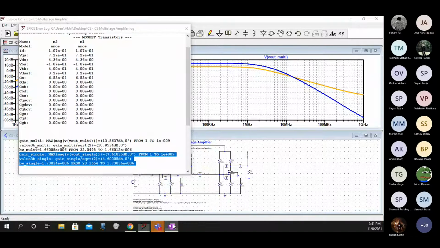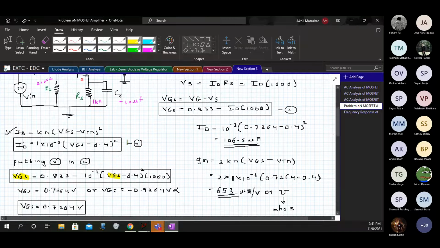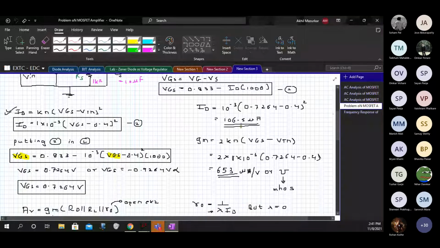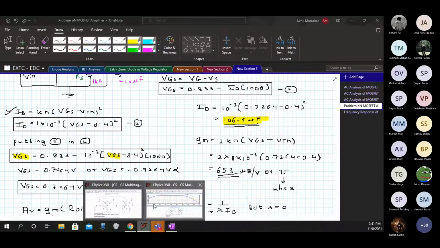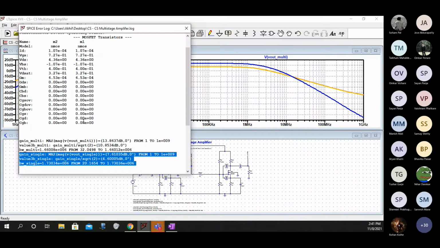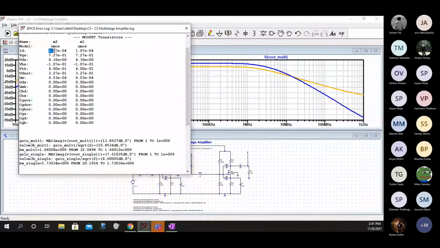Now let us see our calculations. We had found out our ID. What was the value of our ID? 106.5 microamperes, or 0.1 milliamperes. Is that true? Let's check here. So ID, you can see here, is correct: 1.065, 1.07, 10 raised to minus 4 amperes. So the ID value is matching.